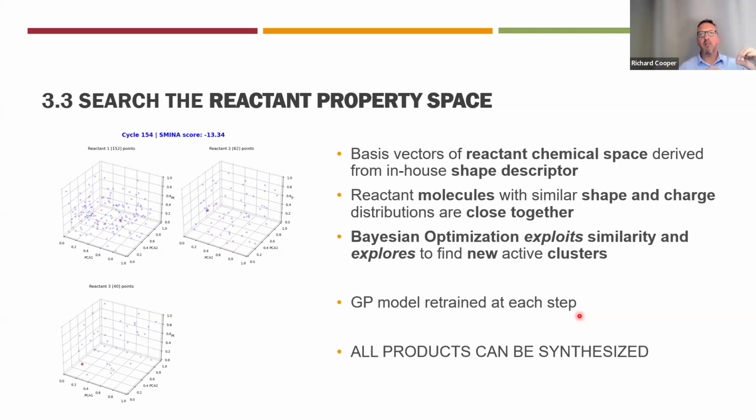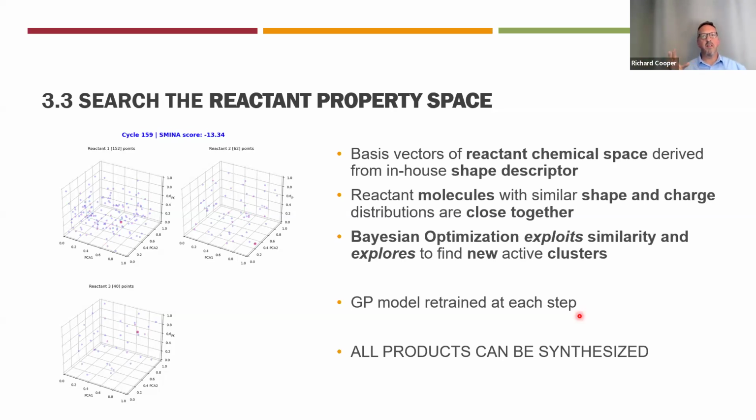So it might propose little changes to where we are in reactant space and pick a nearby reactant in order to optimize a property, or it might explore that space and say, well, I don't know anything about the reactants over here. Let's go and have a look, try and make something and see what the computed properties of that product are. And that process is all built into a Bayesian optimization platform.